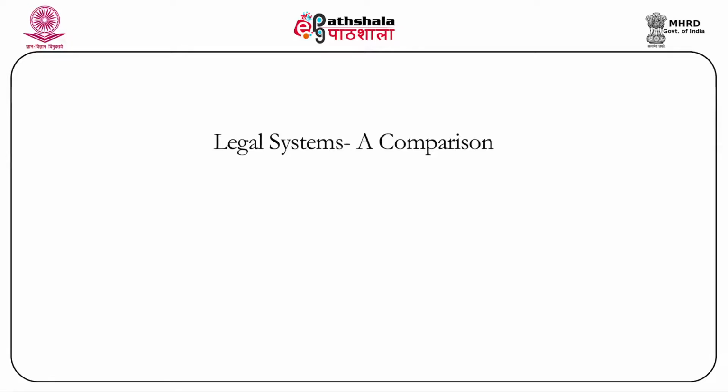Now, the module which I am going to deal with is titled Legal Systems, a Comparison. The objective behind understanding legal systems in the subject of jurisprudence is that jurisprudence deals with a few questions: what is law, who made the law, how is law made, and why is law made. It goes into the deeper aspects of the concepts of law, the sources of law, and the schools of law.